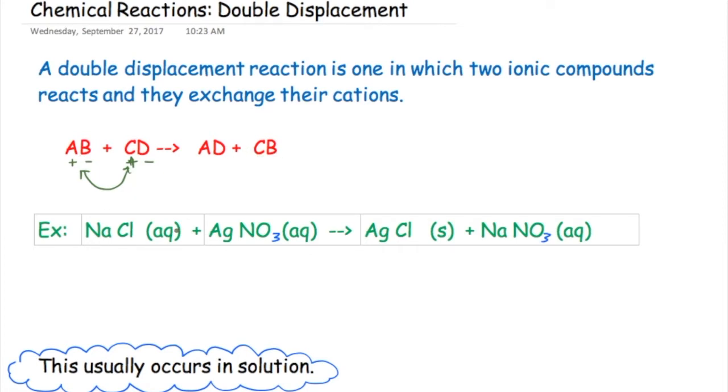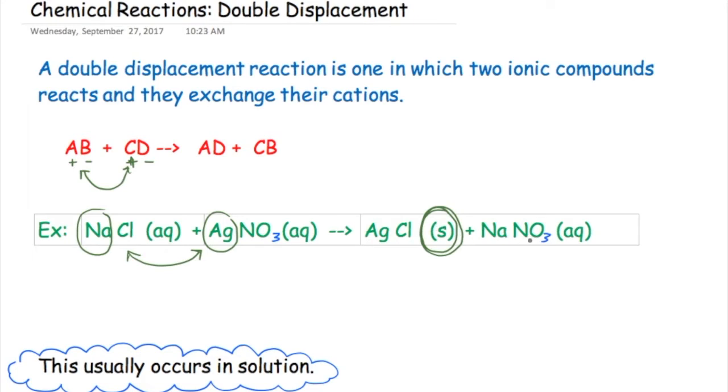Let's take a look at a more concrete example here. Sodium chloride and silver nitrate react together to form silver chloride plus sodium nitrate. You see here that the cations, which are the sodium and the silver, have exchanged partners. And notice here that one of our products is a solid. This is one of the indicators that a reaction did take place.